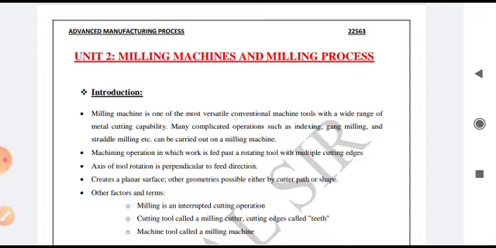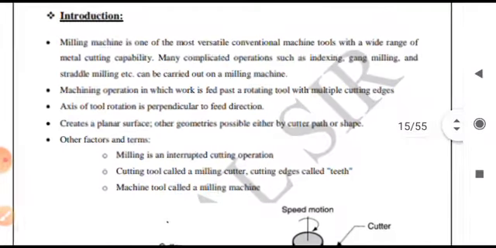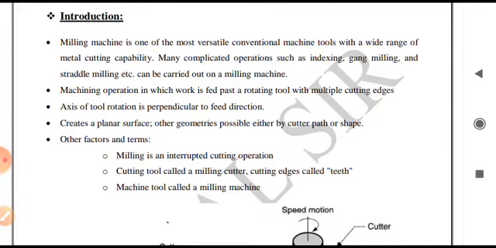Let's start with what a milling machine actually is. Let's see its introduction, what is given over there. Milling machine is one of the most versatile conventional machine tools with a wide range of metal cutting capability. Many complicated operations such as indexing, gang milling and saddle milling etc. can be carried out on a milling machine.